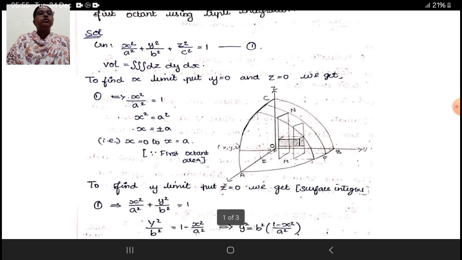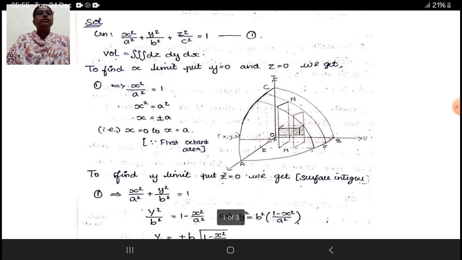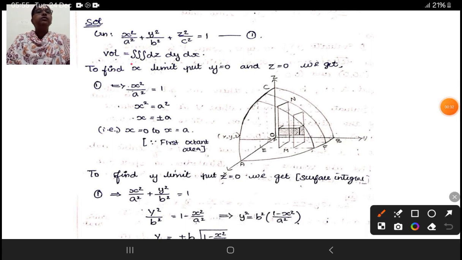So we take the given equation equal to 1, and the volume is given as the triple integral of dz dy dx. This is the value we want to calculate. Here we want to get the limit values of x, y and z. So to get the x limit, put y equal to 0 and z equal to 0. We'll get the x value.